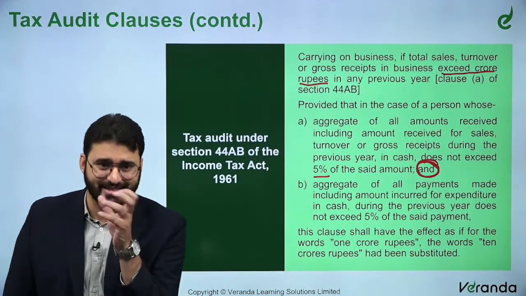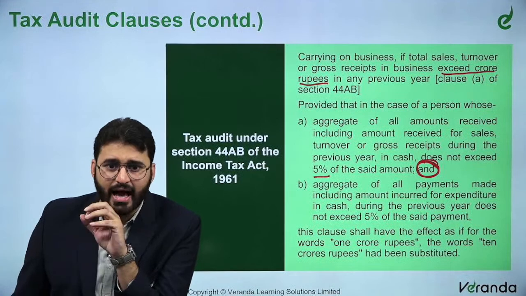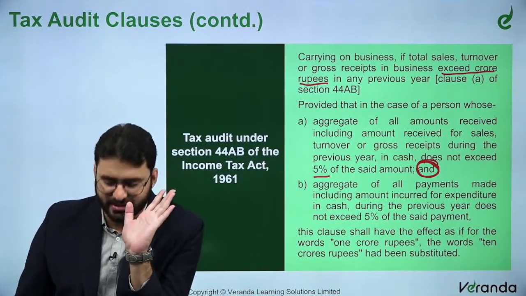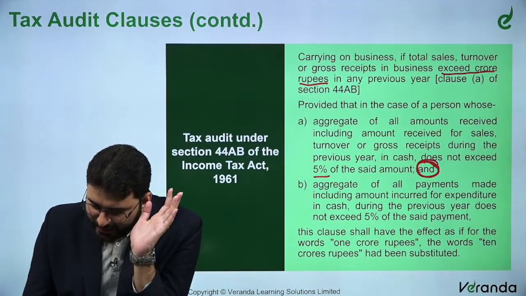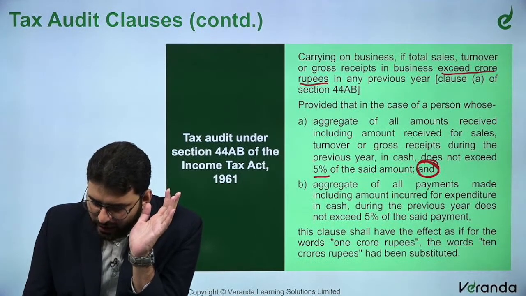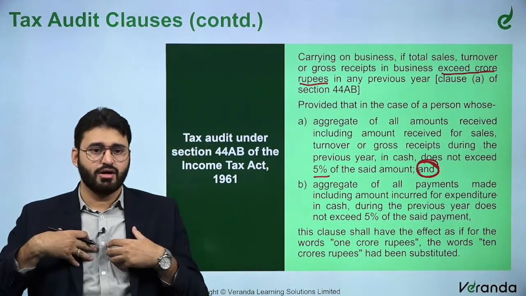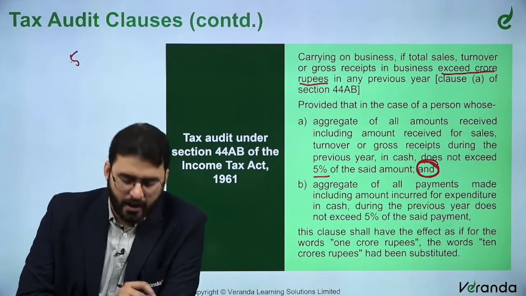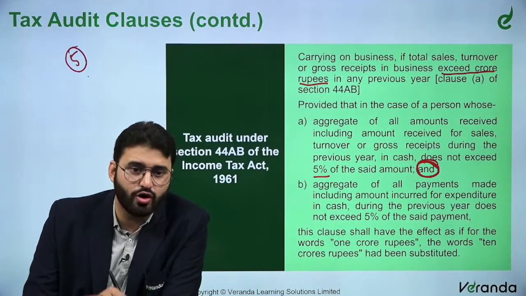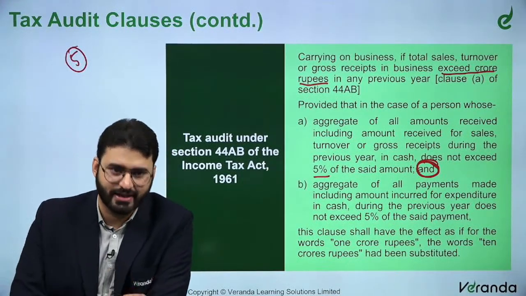Your cash receipts and your cash expenses during the previous year should not exceed 5%. 5% of what? Of the aggregate of all amounts received, including amounts received for sales, turnover, gross receipts. So, total receipts. Say my total receipts during the year are 5 crores. My total cash receipts should not exceed 5% of 5 crores, which is 25 lakhs.